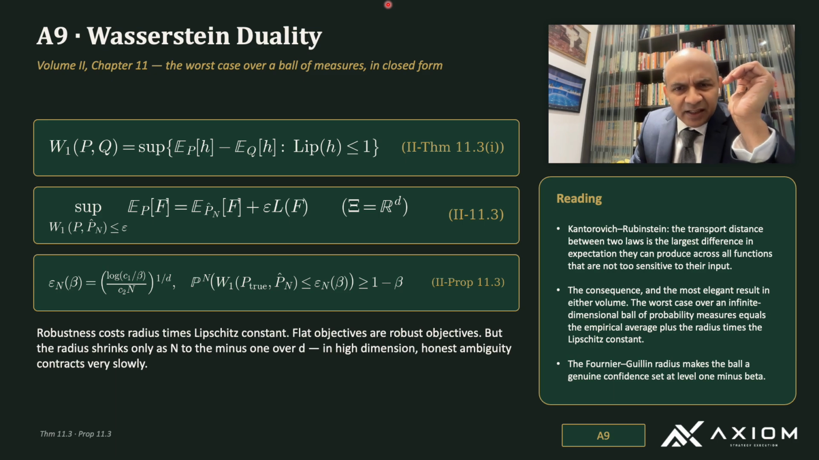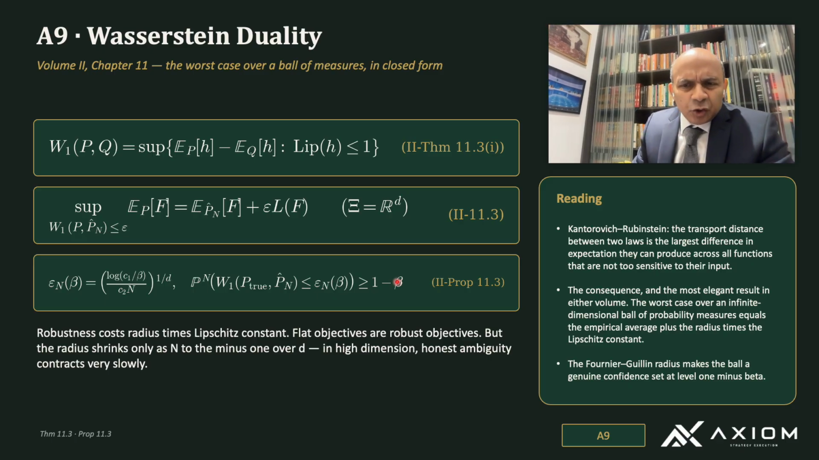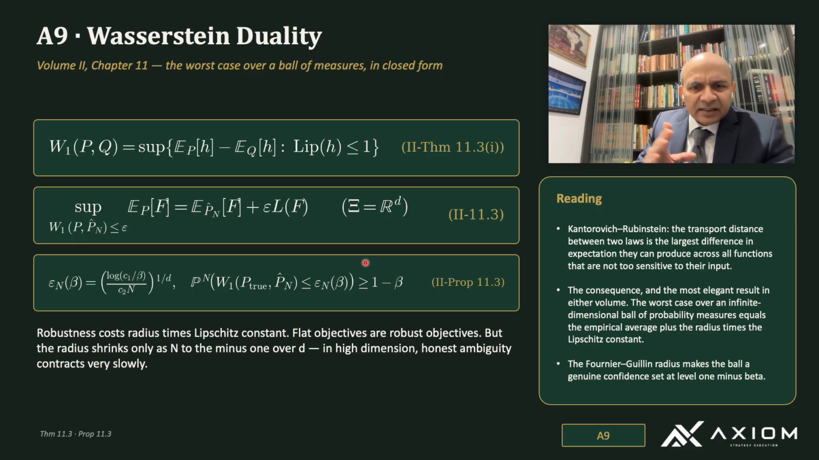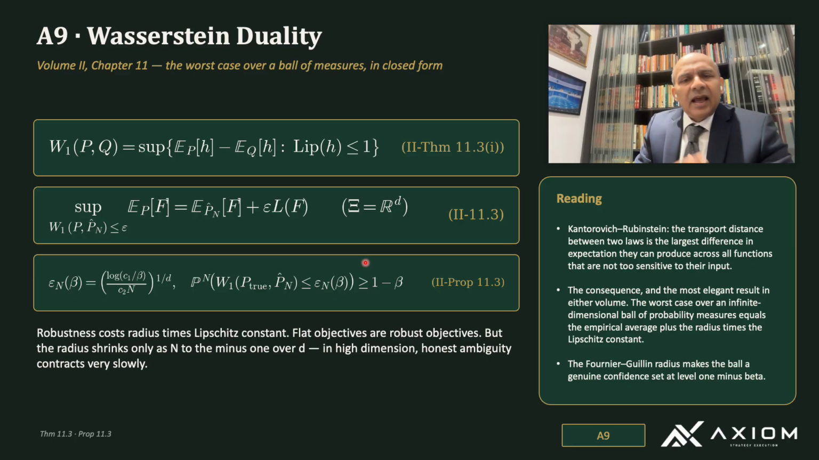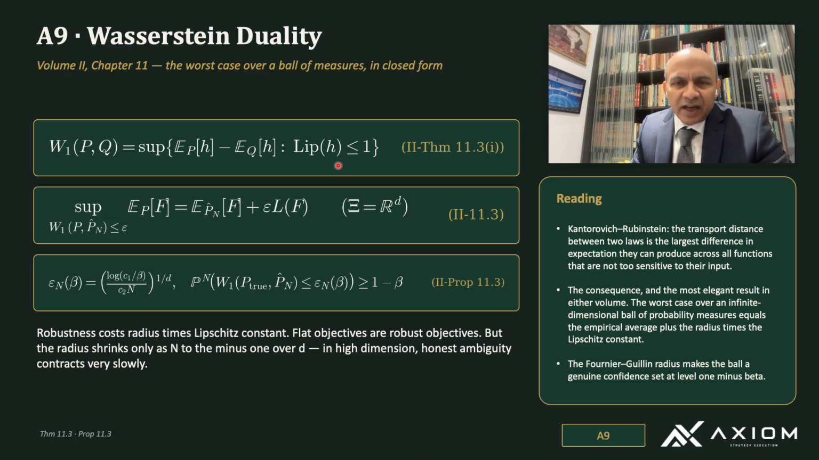Finite sample confidence radius epsilon sub n of beta. This gives a data-driven radius for the Wasserstein ambiguity set, with confidence at least 1 minus beta. The true distribution lies within that radius of the empirical distribution. So Wasserstein DRO gives both a robustness penalty and a statistically calibrated ambiguity radius, linking finite data directly to a confidence qualified worst case enterprise decision.